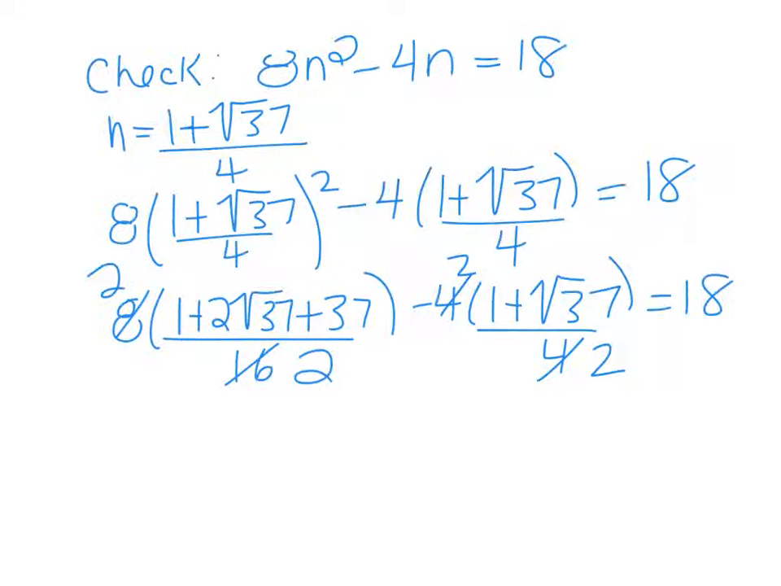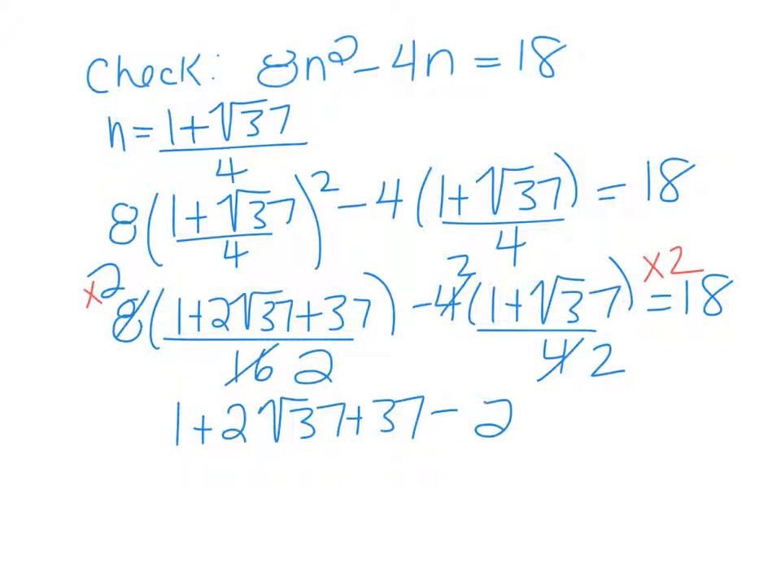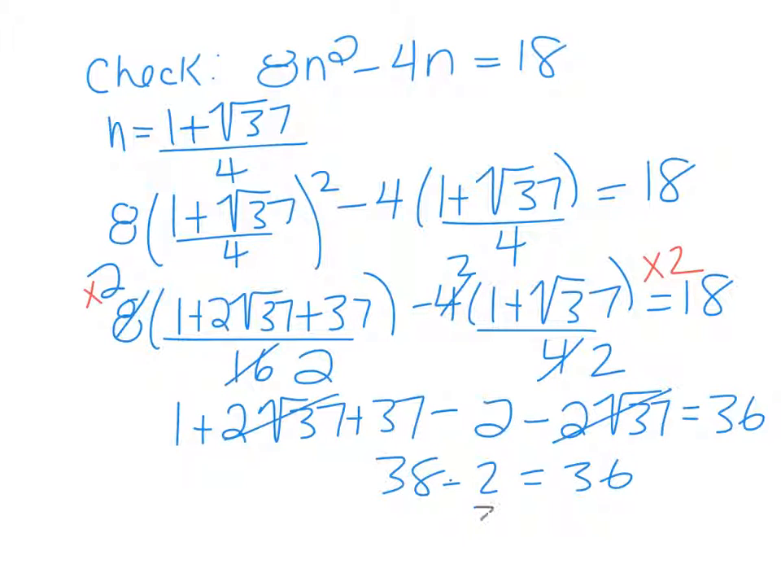And that will leave us with the lowest common denominator of 2 here. So I'm going to get rid of that by multiplying everything by 2 and doing it over here as well. So what that will leave me with is 1 plus 2 the square root of 37 plus 37 minus 2 minus 2 the square root of 37 is equal to 36. Now our radicals will cancel out, and I'll have 38 minus 2, which is indeed equal to 36. So I know for that root, that is correct.